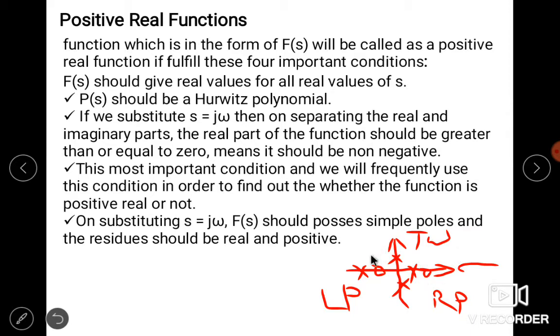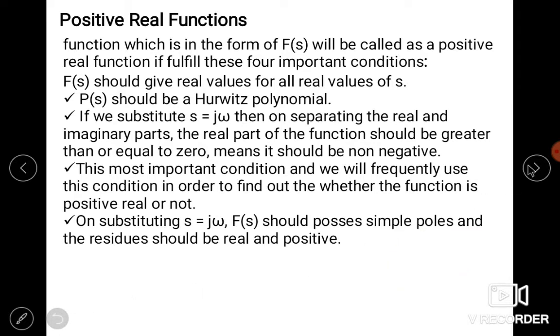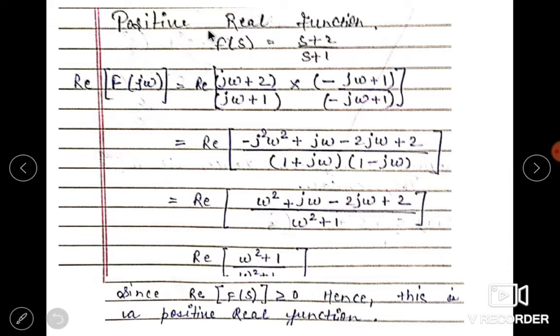So on substituting, we have another slide while we are solving some problems, and we have seen what it does mean and how you interpret this. So this I have taken some question: how the positive real function F(s), taken some positive real function, and realize this equation while we are solving. s is replaced by j omega.